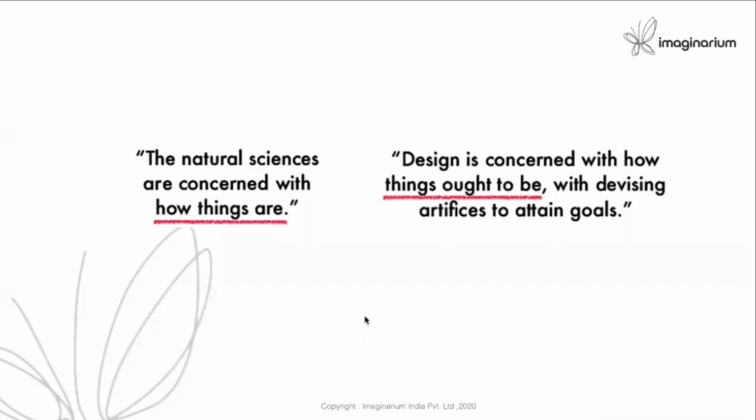Natural sciences are concerned with how things are, while design is concerned with how things ought to be, and devising things which are going to meet those goals. That is very, very important. Things ought to be is the key word here. And the natural sciences like physics, chemistry, and others are going to study nature as it is.